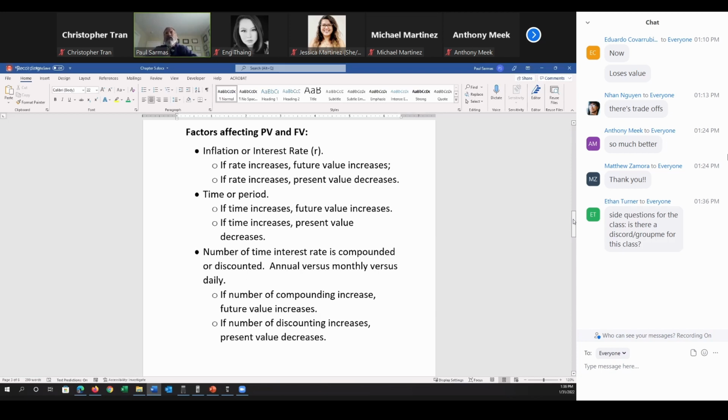Time period. The longer the time period, the higher the future value. It makes sense. You save money for a longer period of time, you end up with more money. Higher time period, higher future value. Longer time period, smaller present value, lower present value.